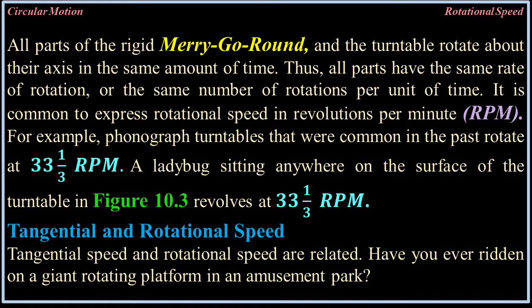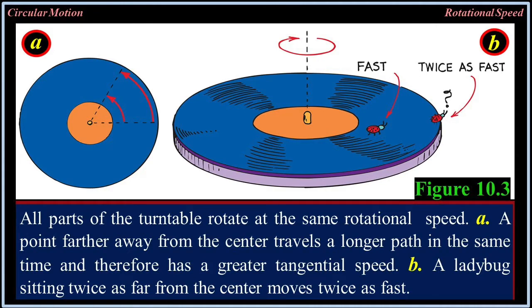All parts of the rigid merry-go-round and the turntable rotate about their axis in the same amount of time. Thus, all parts have the same rate of rotation, or the same number of rotations per unit time. It is common to express rotational speed in revolutions per minute, RPM. For example, phonograph turntables that were common in the past rotate at 33 1/3 RPM. A ladybug sitting anywhere on the surface of the turntable in figure 10.3 revolves at 33 1/3 RPM.